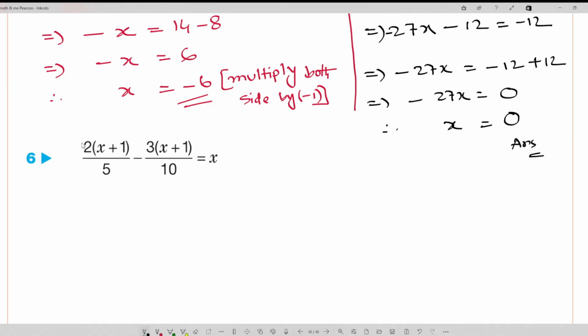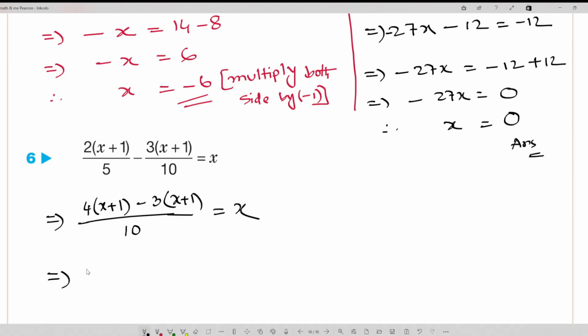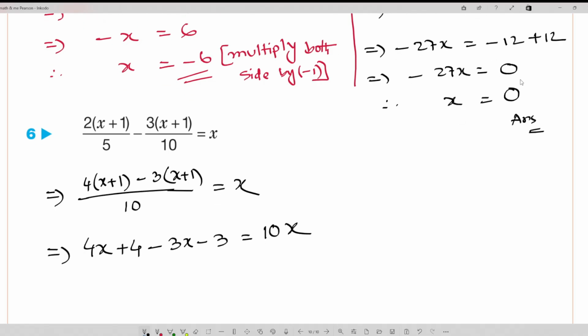Number 6: (2 times (x plus 1)) divided by 5 minus (3 times (x plus 1)) divided by 10 equals x. So this one, the LCM is 10. Here 2 times 2 means 4(x plus 1), minus 10 divided by 10 is 1, so 3(x plus 1), and here is x. So we can write here 4x plus 4 minus 3x minus 3, and here is 10x.